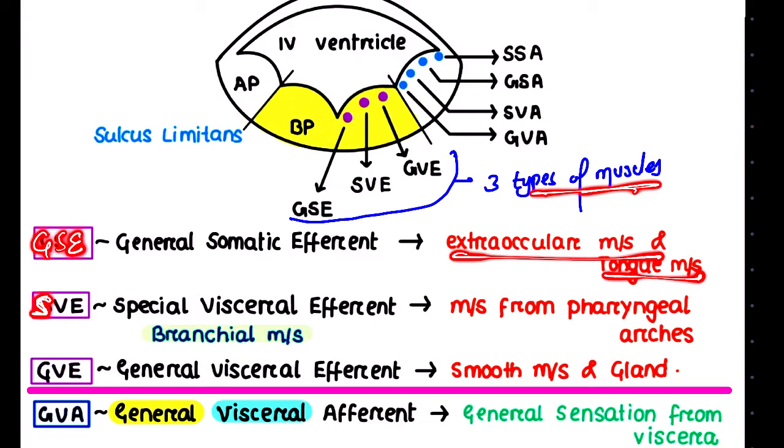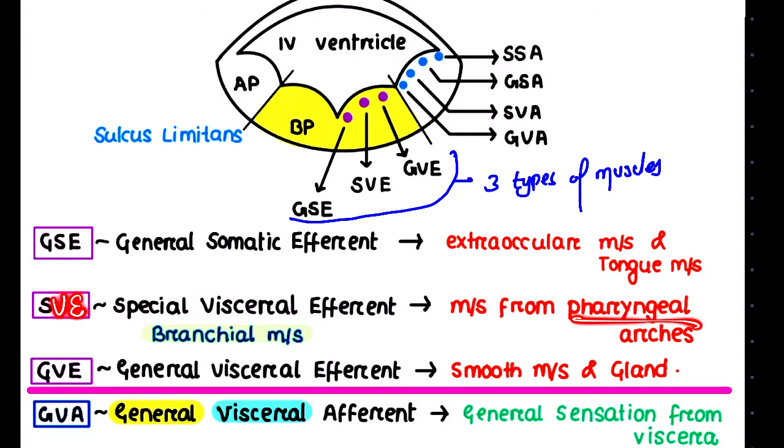What is this? Special visceral efferent. Visceral efferent, it supplies what? Our pharyngeal arch. And our general visceral efferent, right? These are supplying what? Our smooth muscles and glands.